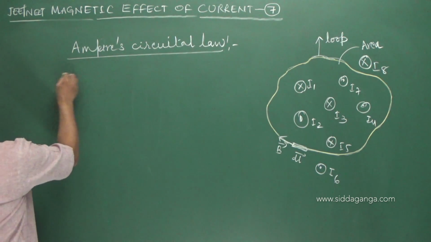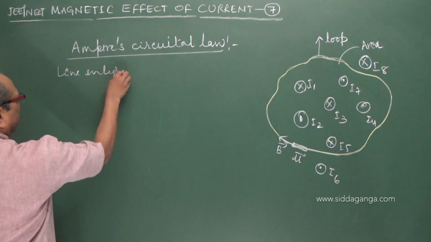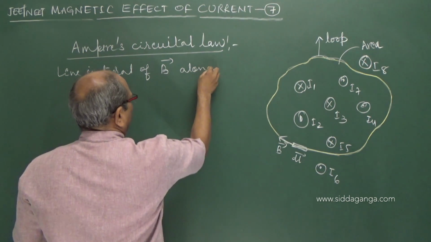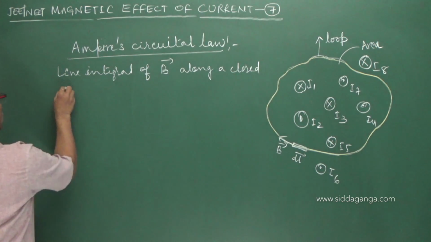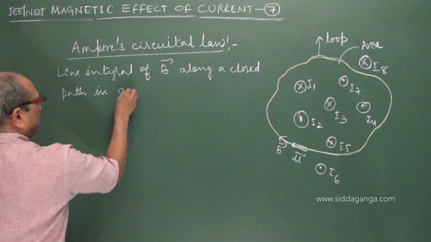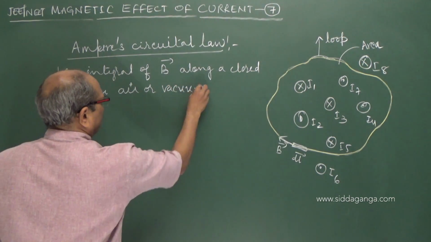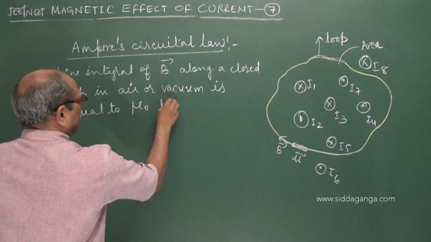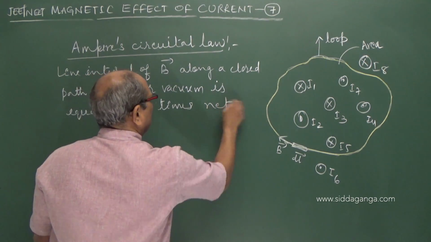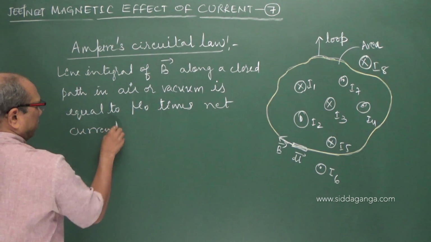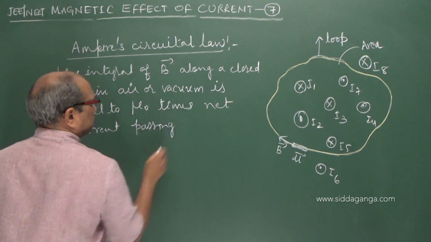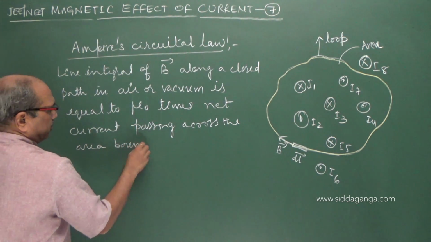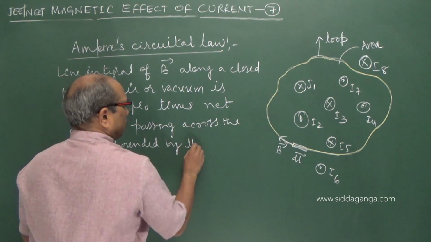What the statement is: the line integral of magnetic flux density along a closed path in air or vacuum is equal to mu naught times the net current, or algebraic current, passing across the area bounded by the closed path.